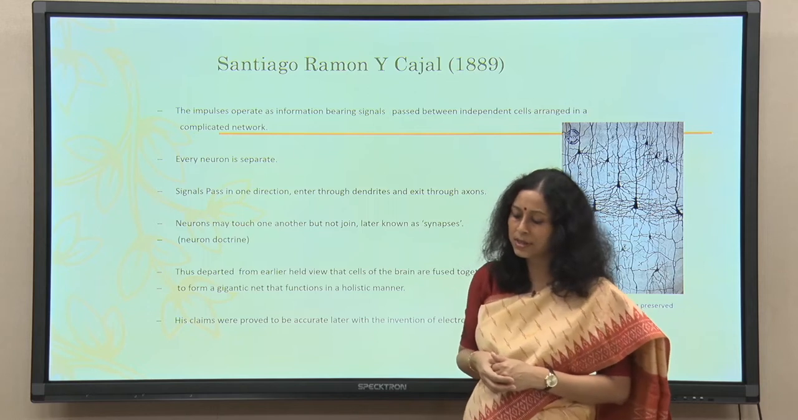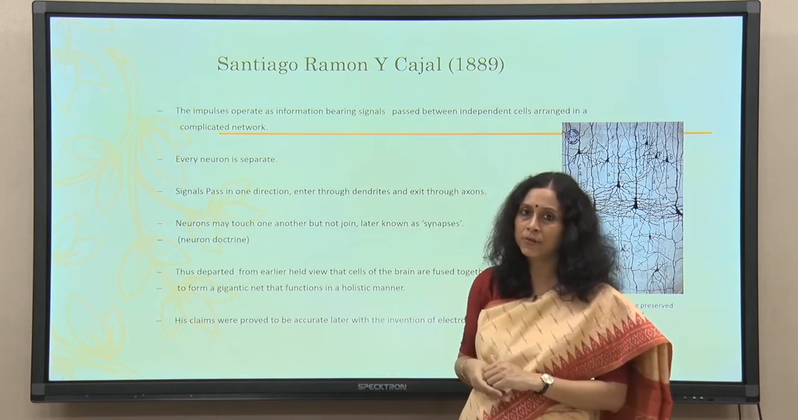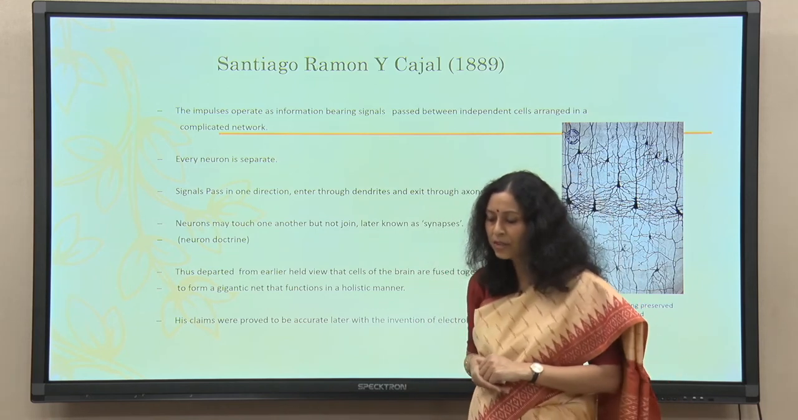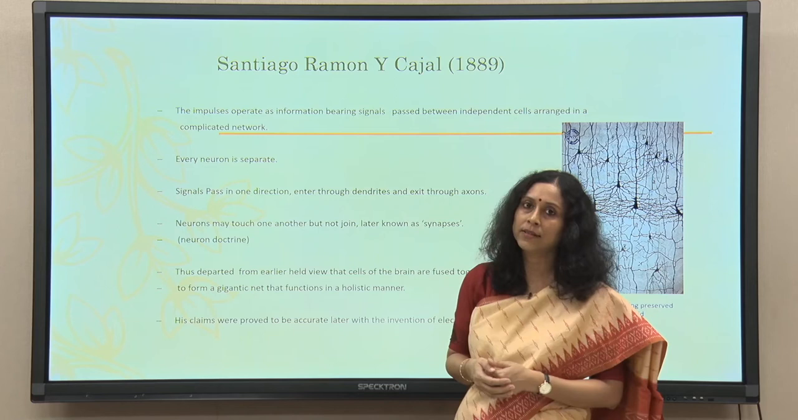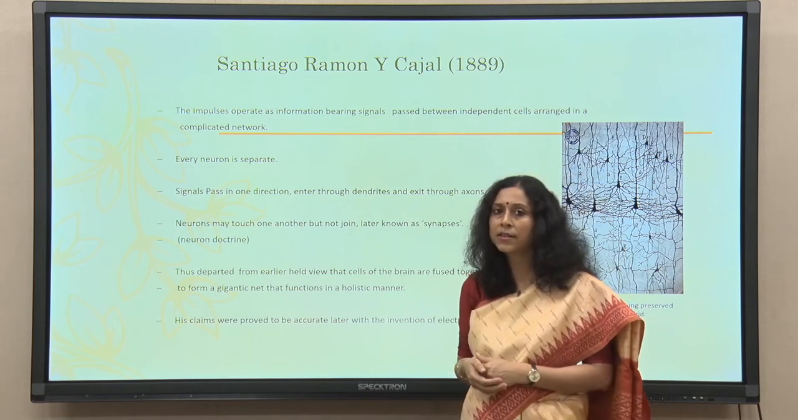So, what he did was, he was not only a neuroscientist, he was also a very good painter, a very good artist. This is one of his most famous drawings. All his drawings are, of course, preserved in the Cajal Institute. This drawing shows that there are groups of neurons, and the neurons are not connected to each other. They are discrete units of function.